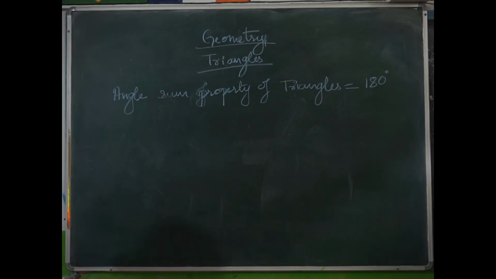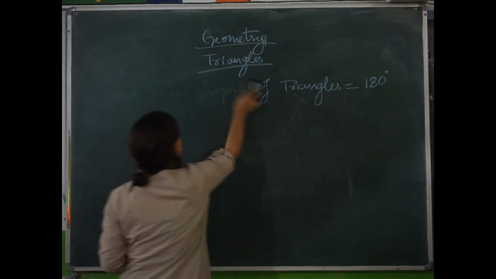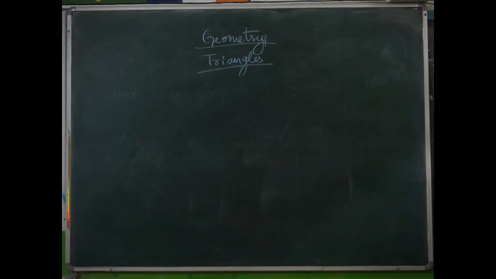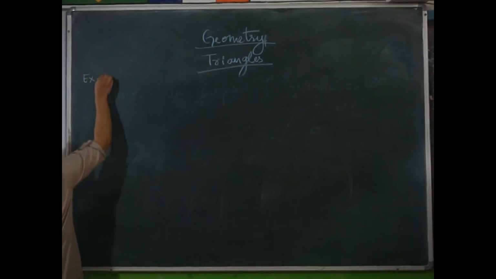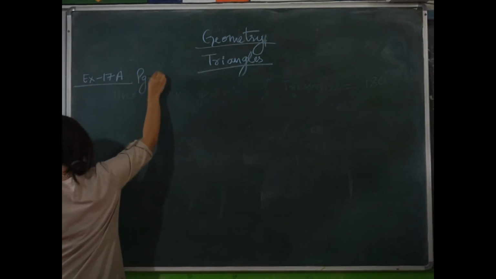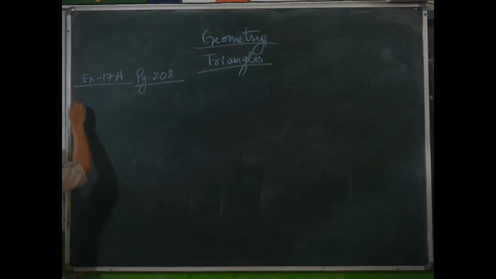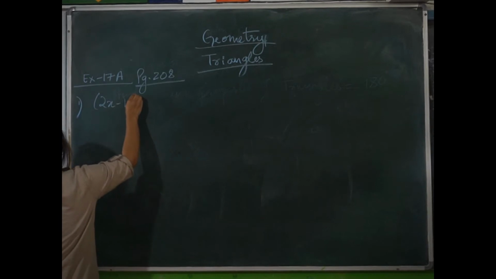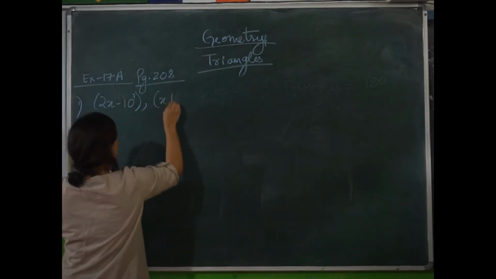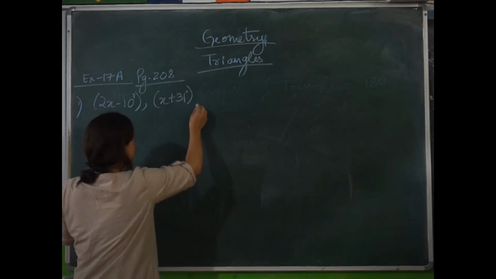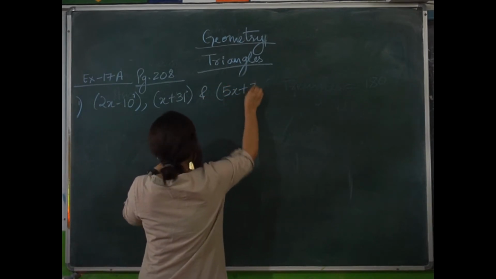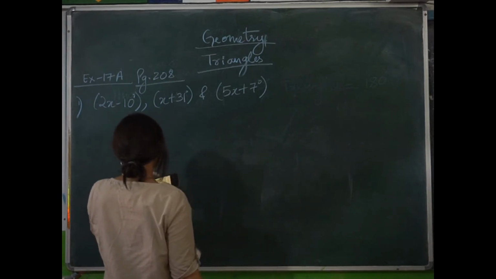So today we'll be moving on to the exercises. We'll be doing exercise 17a, which is on page number 208. The first question says, the 3 angles of a triangle measure 2x minus 10 degree, then x plus 31 degree, and then 5x plus 7 degree. The question says, find the value of x and all the angles of the triangle.